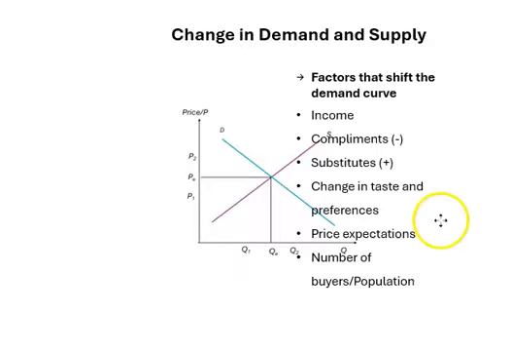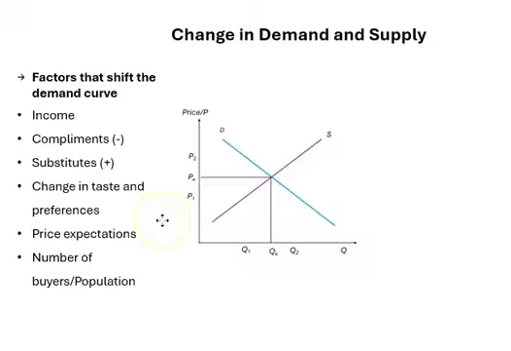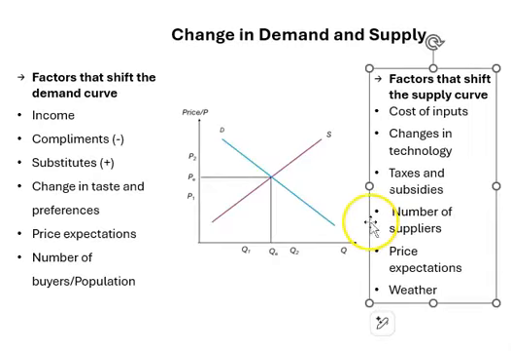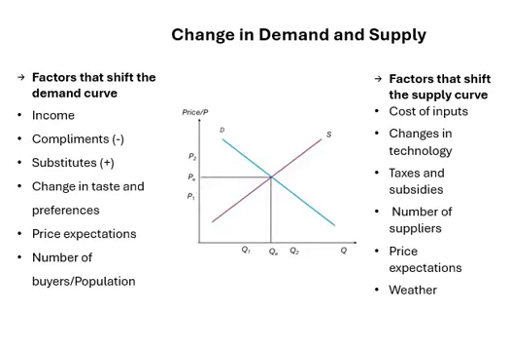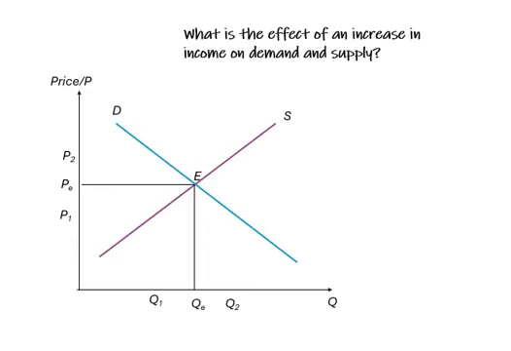And as a revision, as we discussed them in the last lesson, these are the factors that shift the demand curve and the factors that shift the supply curve. Let us look at this next example. What is the effect of an increase in income on demand and supply?